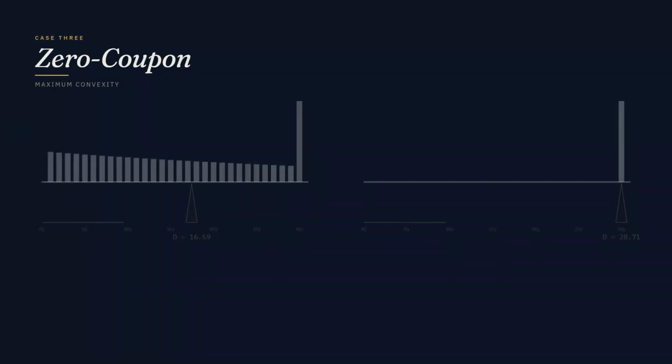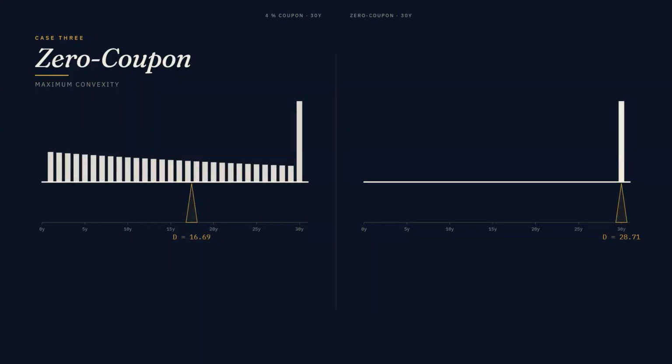One last case, because it's where the second moment reaches its most extreme form. Most bonds pay you small interest payments every year, coupons, and then return your original principal at the very end, when the bond matures. But there's a special class of bond that doesn't pay any coupons at all. All of the cash arrives at the end, in one single payment, 30 years from today. These are called zero-coupon bonds.